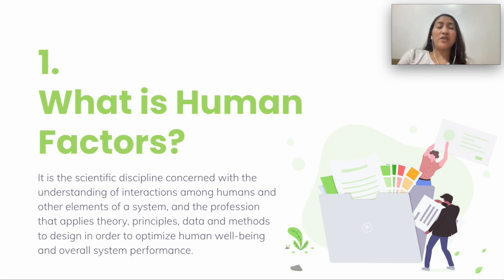Let us discuss what human factors is. Human factors is also referred to as ergonomics. As defined here, it is the scientific discipline concerned with the understanding of interactions among humans and other elements of a system, and the profession that applies theory, principles, data, and methods to design in order to optimize human well-being and overall system performance.